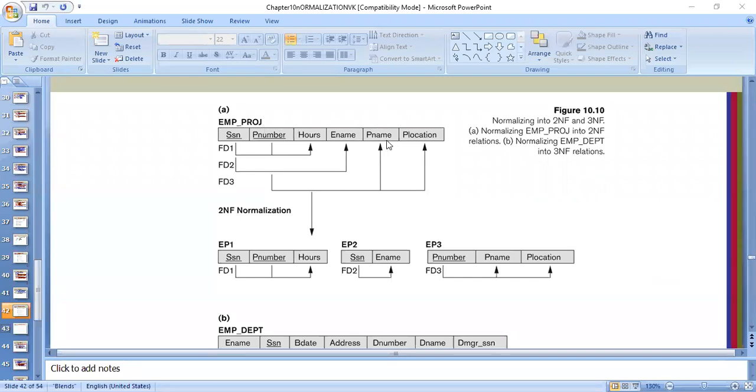So now we have to also understand what project name is dependent on. It is dependent on project number. Clear? Then let us look at the next attribute, called project location. Project location can be determined once we know the project number, isn't it? We do not require SSN number here. So again we see project location is dependent only on the project number.